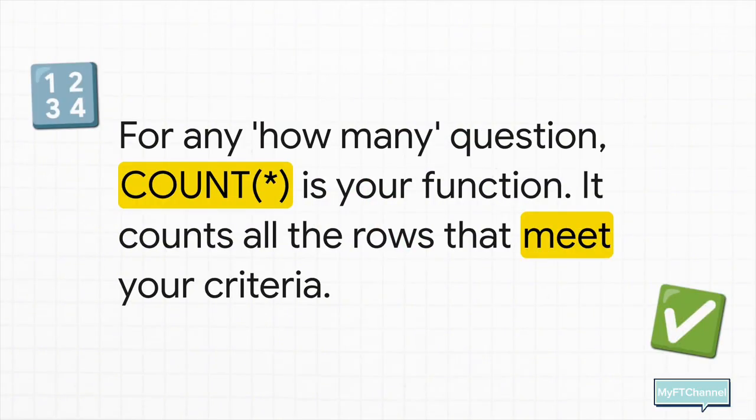For literally any how many question, your go-to function is count star. It does exactly what it sounds like. It counts all the rows that meet your where clause conditions. And you'll see we also use as to give our final column a nice clean name, like orders underscore completed. This is how you get that single definitive number.